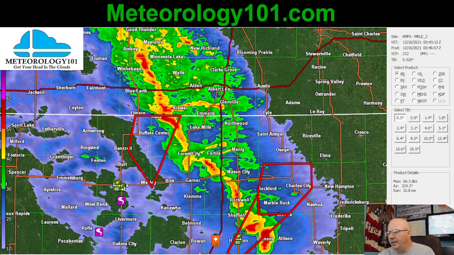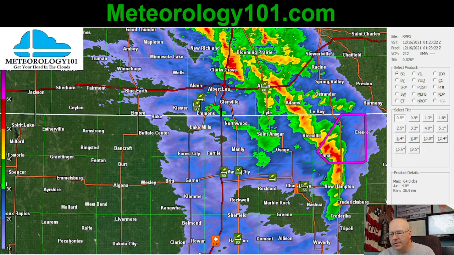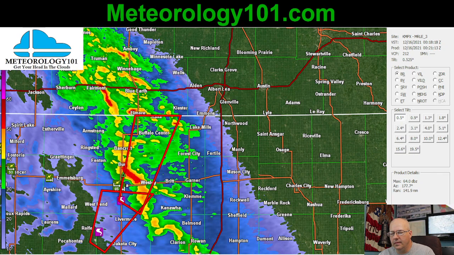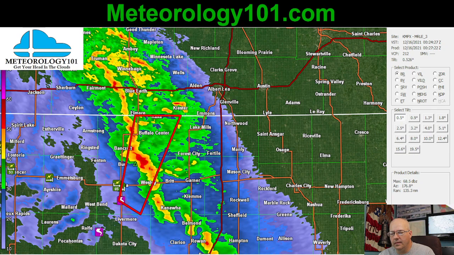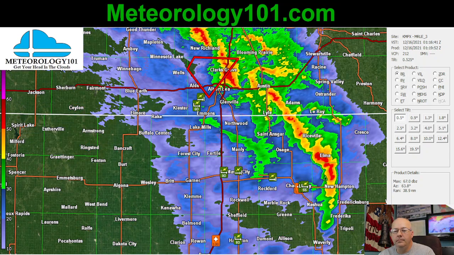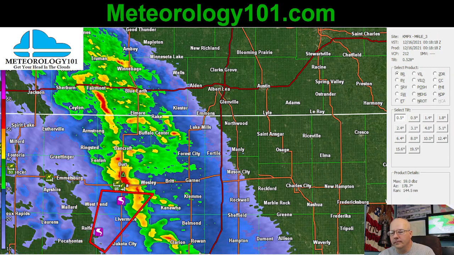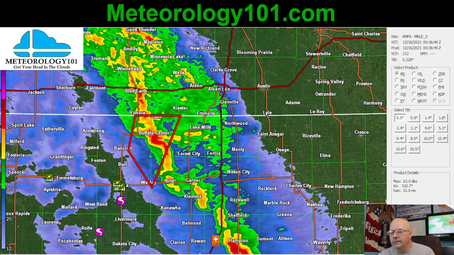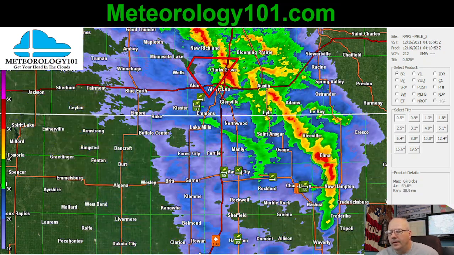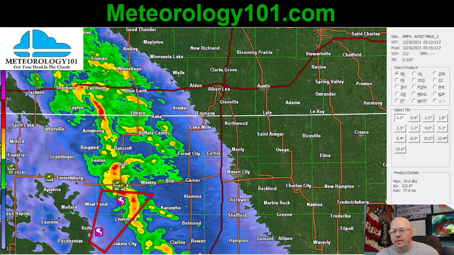Still got tornado warning after tornado warning, just following on through with those cells. So that's a pretty significant system going through. Let me find... Okay, MPX. Well, I have to start over.